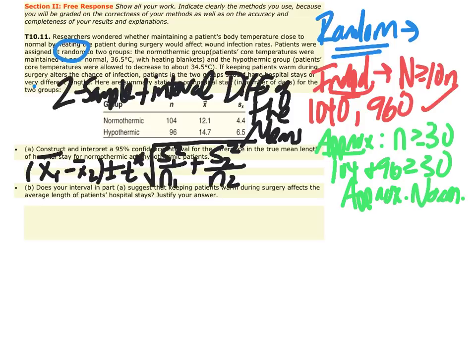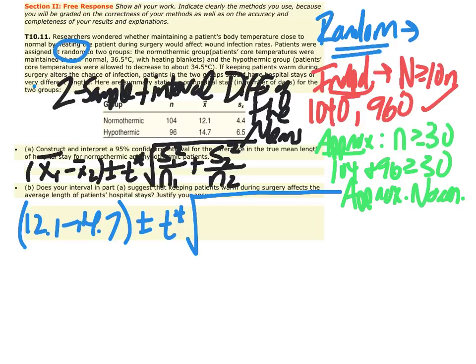And basically, you're just going to pop in the values that they've given to us for all of this. We are going to have to find the t critical value, but we have 12.1 minus the 14.7 as our point estimate, plus or minus the t critical value, we'll come back and do that in just a second. Our standard error we're going to do here is 4.4 squared over 104, and then I'm going to do 6.5 squared over 96.